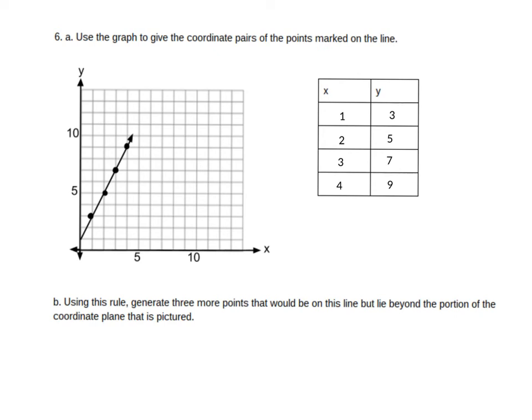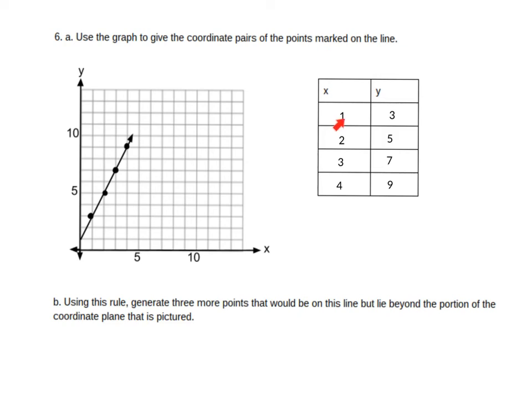So let's figure out what our rule is here. We go from 1 to 3. Well, that could be plus 2. So let's try add 2. 2 plus 2 is 4. Oh, plus 2 does not work. Let's try multiplication. 1 times 3 is 3. 2 times 3 is 6. Nope, doesn't work. Let's try multiplication and then addition.